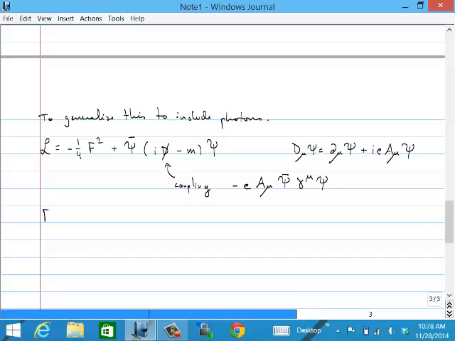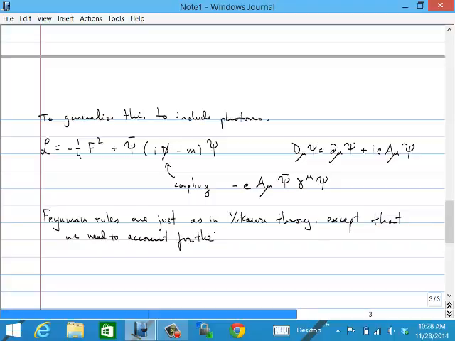So the Feynman rules are just as in Yukawa theory, except that now the propagator for the photon is a little bit more complicated. It has two indices. And we need to include polarization states corresponding to the external photons. Okay. So we need to account for the spin of the photon.